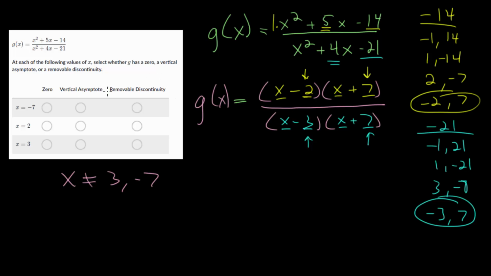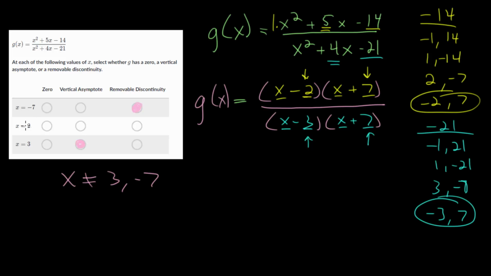And remember that with removable discontinuities, you can always make a cancellation, like you can with the x plus 7 terms. So that tells us that at negative 7, we really have a hole in the function, or this removable discontinuity. However, at 3, since you can't make a cancellation there, we can assume that's a vertical asymptote.